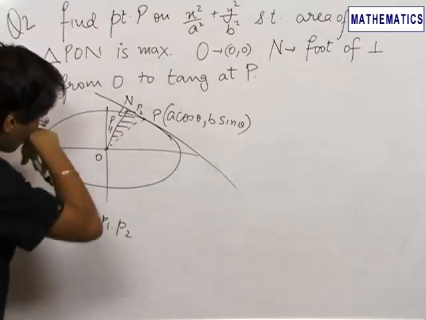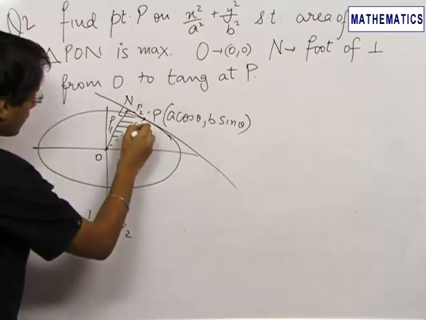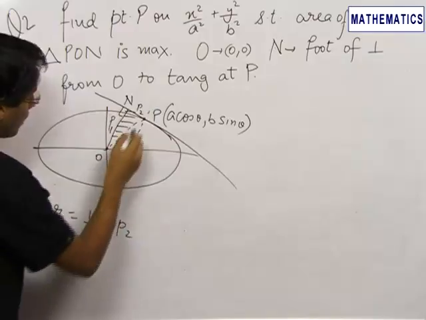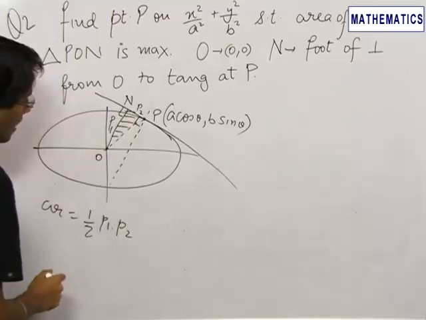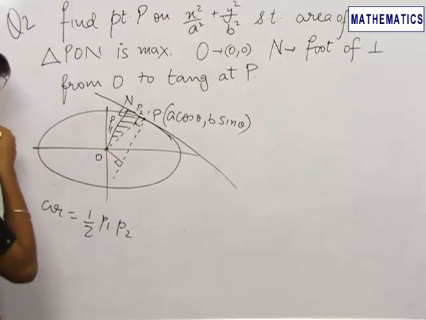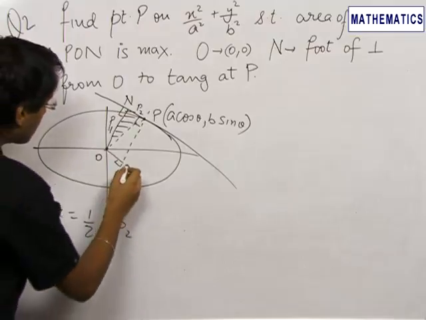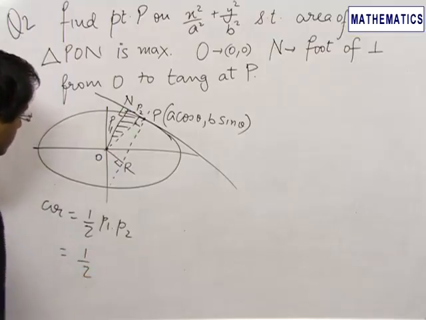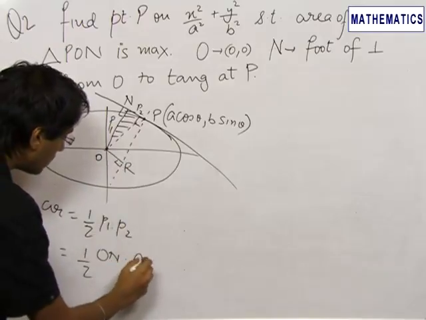The construction is, we make the normal to the ellipse at the point P. This normal will definitely be parallel to ON, since the normal is perpendicular to the tangent, and we drop a perpendicular from O on this normal. Now since this is a rectangle and opposite sides of a rectangle are equal, if this is point R, our area will be equal to half ON into NP, and NP is equal to OR, so this will be equal to half ON into OR.